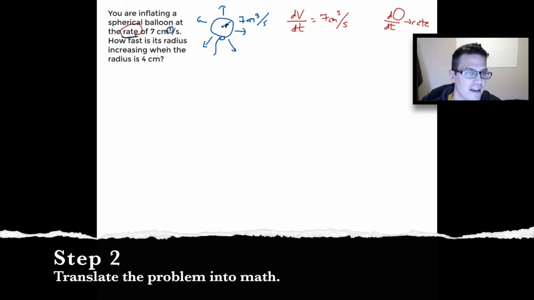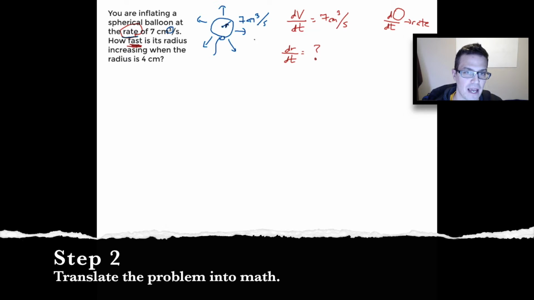Okay, then it says how fast is its radius increasing? If you notice, it does not say what is the radius. It's asking for how fast is the radius increasing. That's another tip that you're looking for a rate. So how fast is the radius increasing is basically saying how fast is the rate of the radius changing. Okay, so I'm going to write dr over dt. Okay, that r stands for radius, and the d over dt again means rate. So the rate of the radius changing, and I'm just going to write equals question mark because we actually don't know what that is. That is what the problem is asking for.